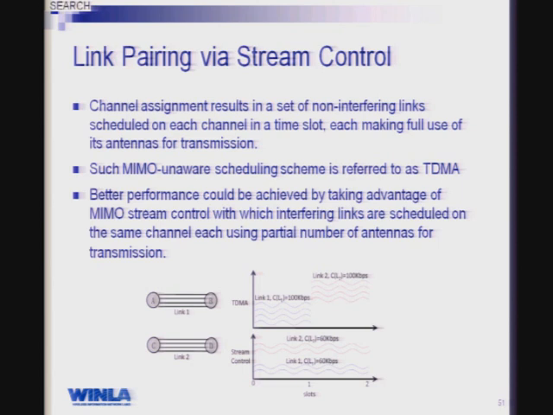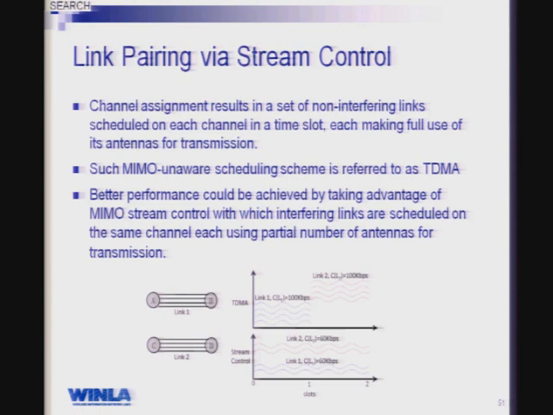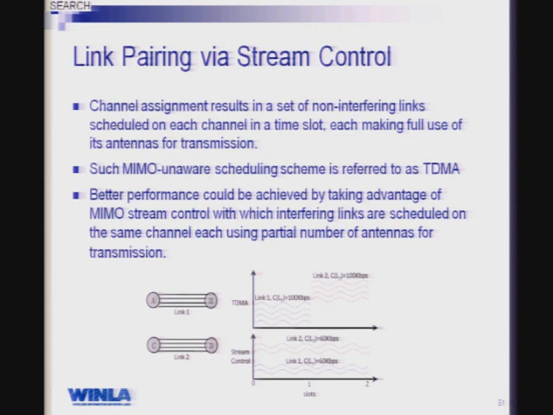We observed that better performance could be achieved by taking advantage of MIMO stream control. With MIMO stream control, we can schedule interfering links on the same channel, each using a partial number of antennas for transmission. To illustrate the benefits of MIMO stream control, we give a very simple example.